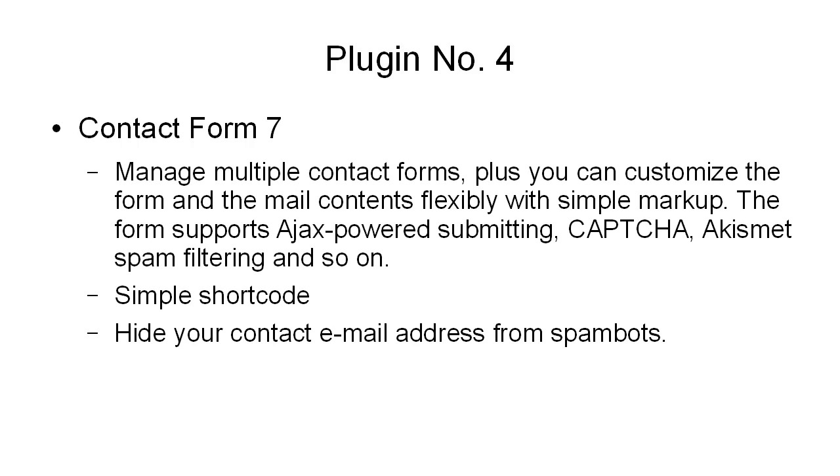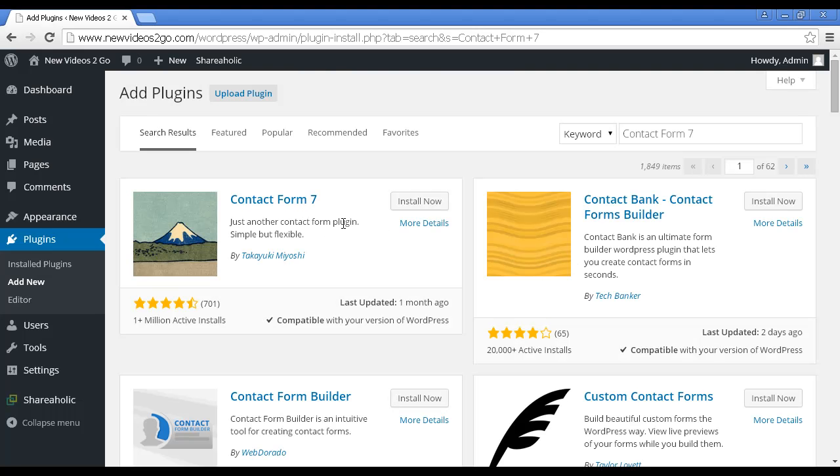Plugin number 4 is Contact Form 7. Now, there are lots of different contact form plugins out there, but I believe that Contact Form 7 is probably the best one around. And Contact Form 7 allows you to manage multiple contact forms, plus you can customize the form and the mail contents flexibly with simple markup. The form supports Ajax-powered submitting, captcha, Akismet spam filtering, and so on. There's a very simple shortcode to insert it into your blog, and it enables you to hide your contact email address from spam bots. And this is the one we want, Contact Form 7.